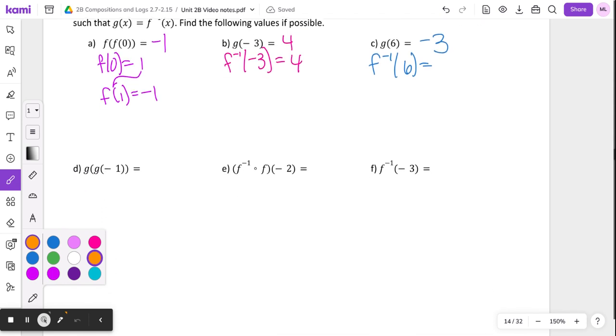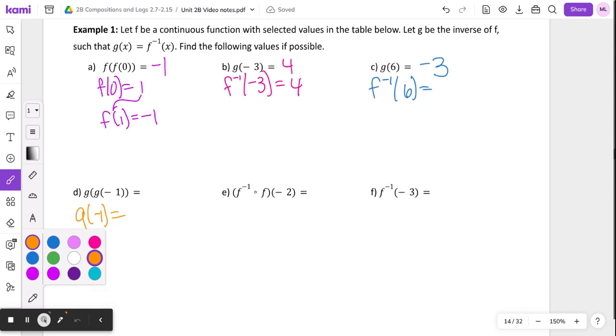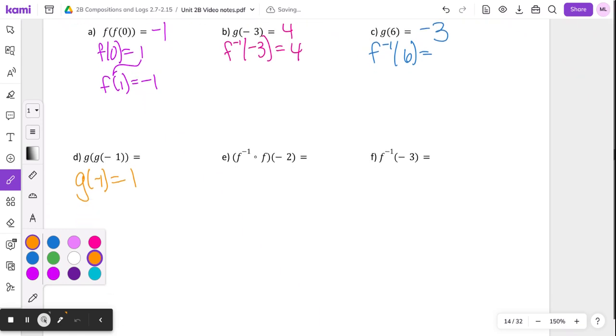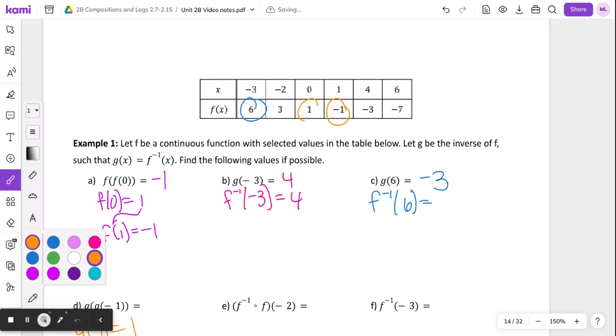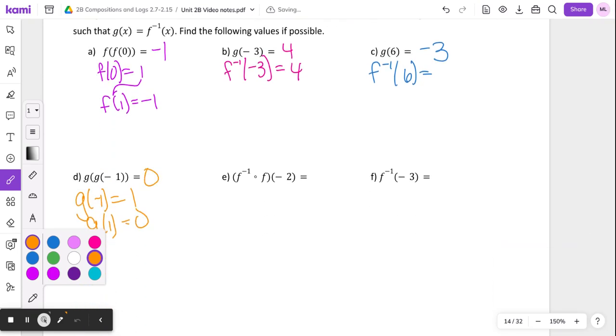g of -1. So start with g of -1, which is f inverse of -1. So output's -1, input is 1. So then what's g of 1? So again, that's the output of f, gives us 0.